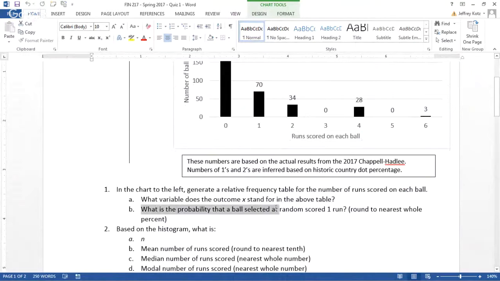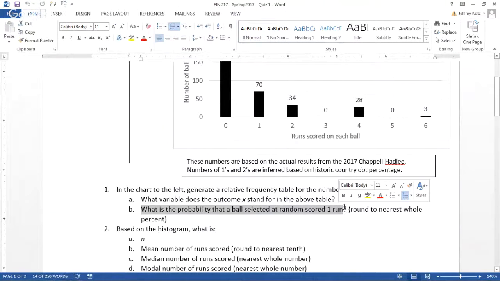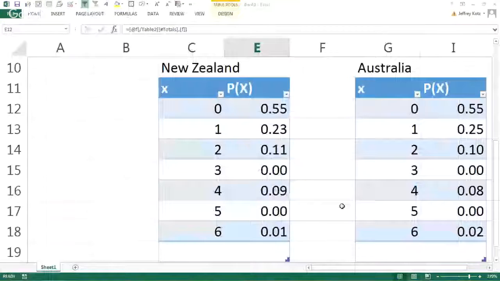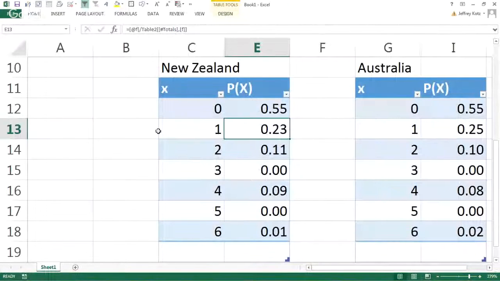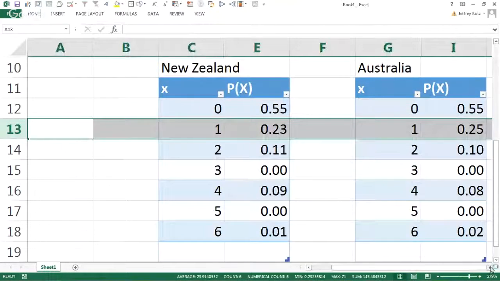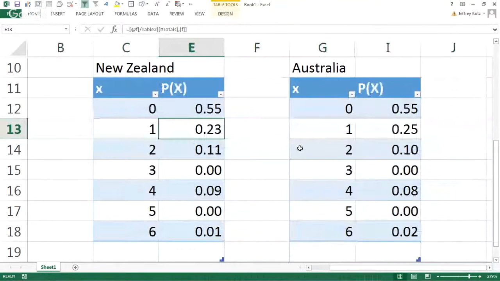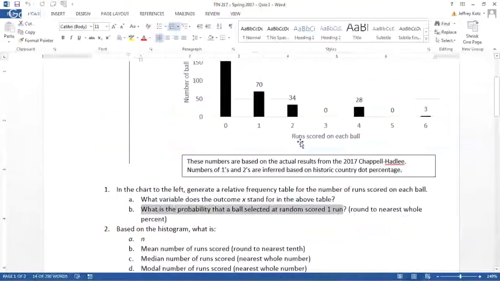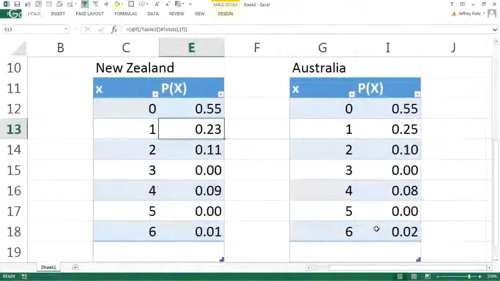What is the probability that a ball selected at random scores 1 run? So probability, proportion, percent, whatever we're looking at for the relative frequency here, is this row. So if you had the New Zealand quiz, 0.23 or 23%. It says round to the nearest whole percent, so that's really what I'm after. But if you gave me 0.23, that's fine. But 23% is the answer. That's the probability or proportion of time that New Zealand scored 1 run.